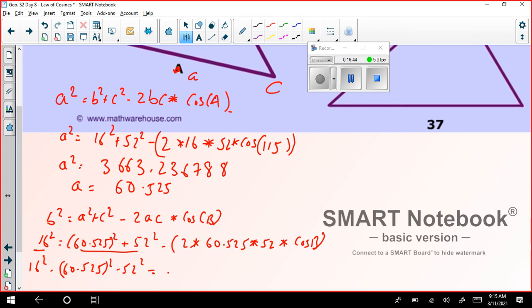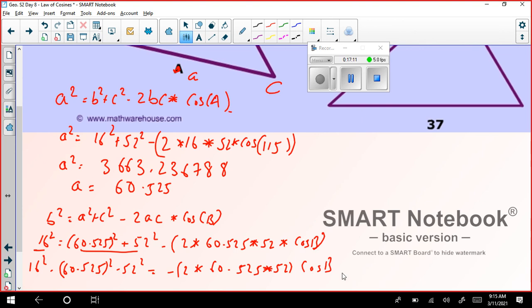I will have 16 square minus 60.525 square minus 52 square equals negative 2 times 60.525 times 52, and I can keep cos B separately out, it doesn't matter.